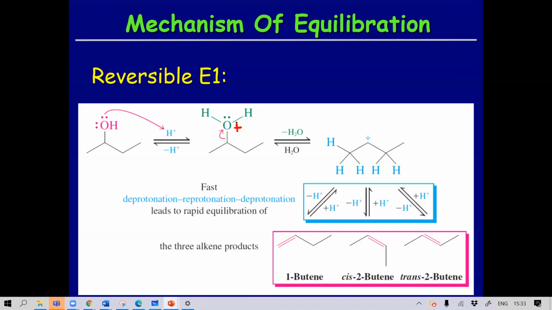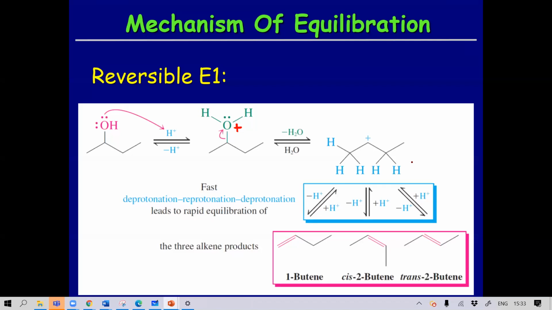Now, this carbocation can give 3 different products. Okay? This carbocation can give 1-butene, cis-butene, and trans-butene. The most stable of these 3 is the trans-butene. And therefore, that's going to be the one that is created most.